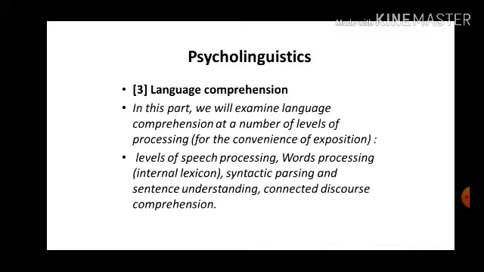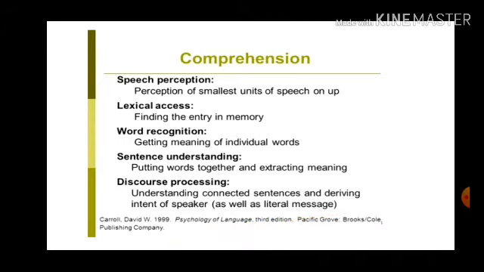Psycholinguistics. In this part, we will examine language comprehension at a number of levels of processing. There are speech processing, word processing, syntactic parsing, sentence understanding, and also connected discourse comprehension. In comprehension, there are five things that we have to learn: speech perception, lexical access, word recognition, sentence understanding, and also discourse processing.